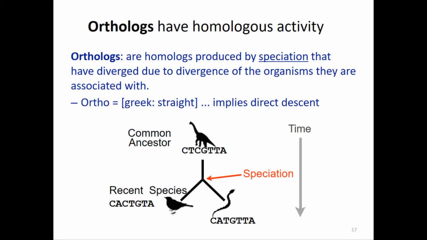Orthologs are homologs that have common activity. They are produced by speciation, diverging due to the divergence of the organisms they are associated with. Ortho in Greek means straight. It implies direct descent. For example, here, the bird and the snake share the common ancestor dinosaur, and the sequence in dinosaur has changed over time, especially at the time point when the speciation event happened.